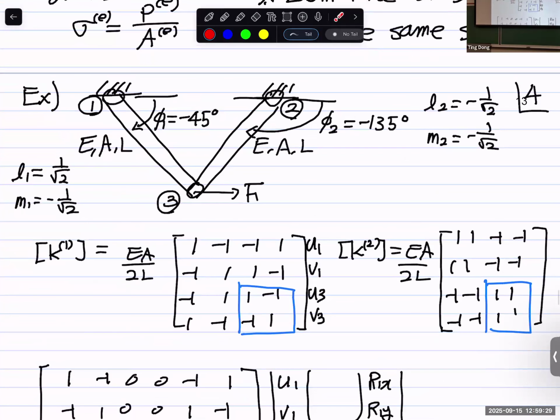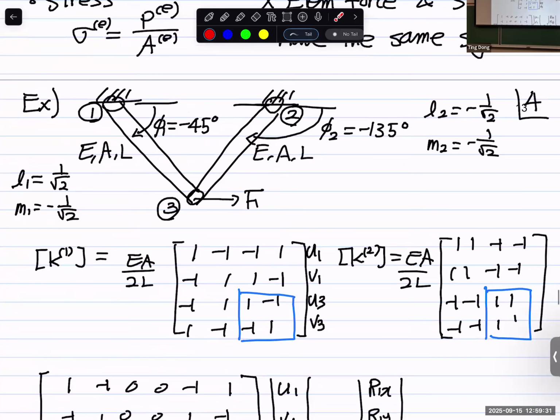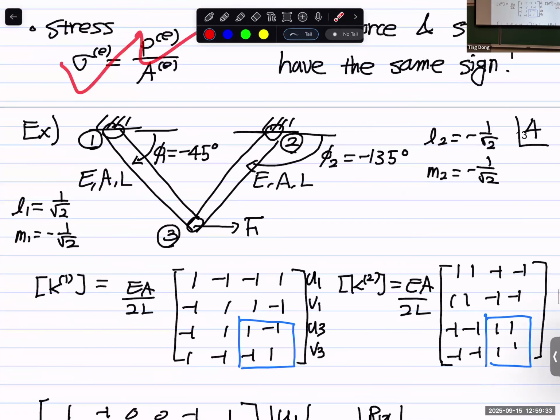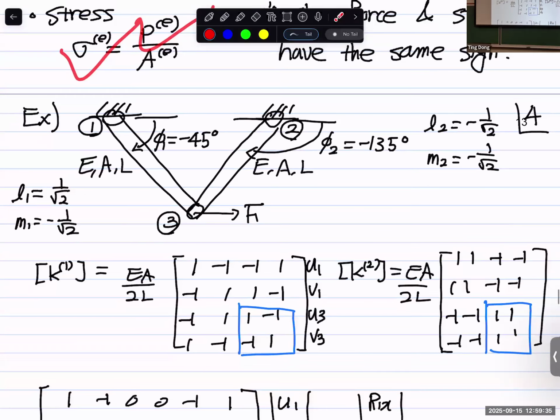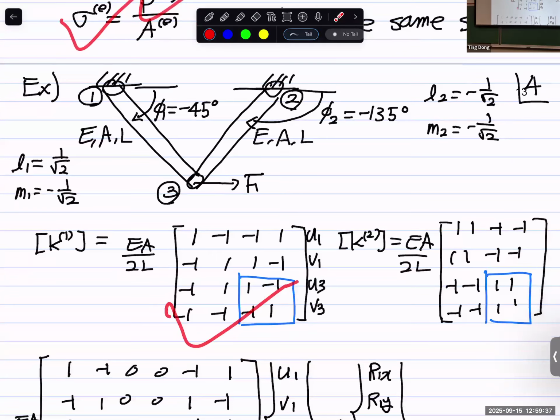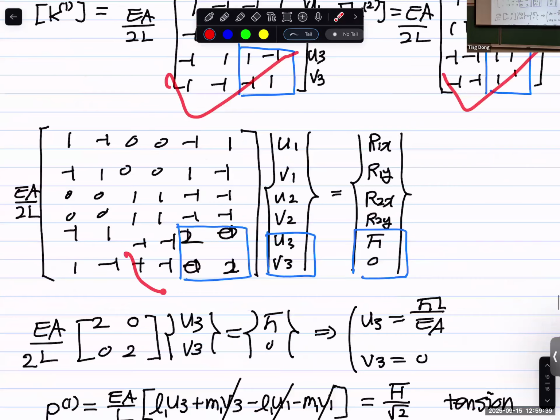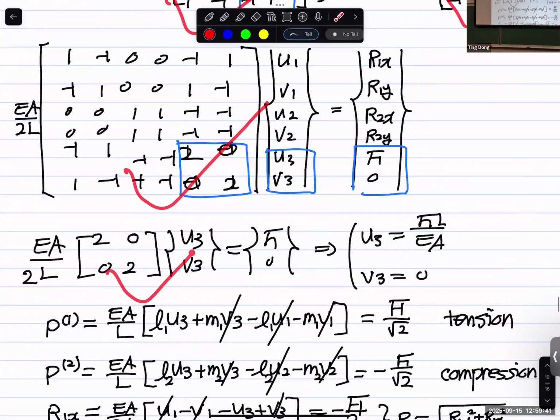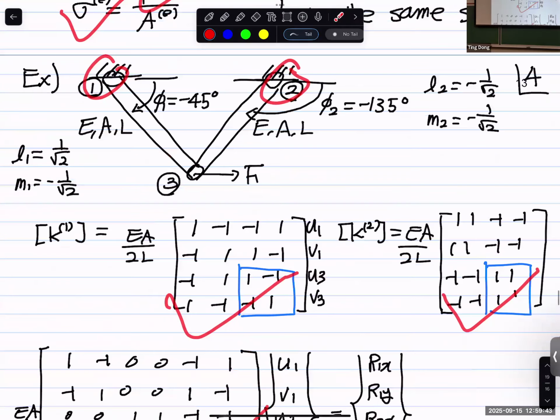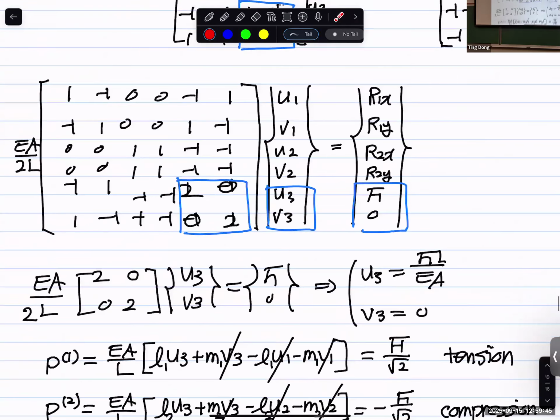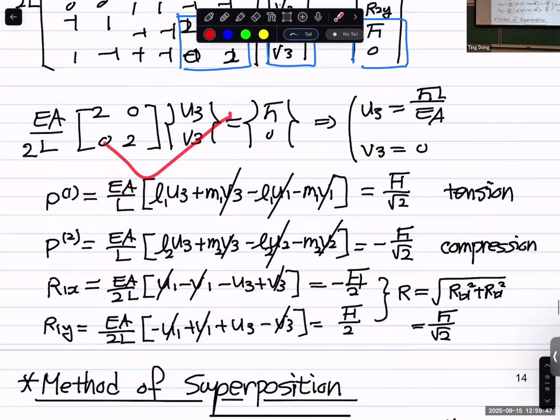Tension, compression, positive, negative, that sign convention always applies for stress and internal force. For this example problem, we have the K for each element. We do the assembly and solve for the unknowns, because node 1 and node 2 are boundary conditions, so in the end it becomes 2 by 2. And we solve for the element force and reaction force.